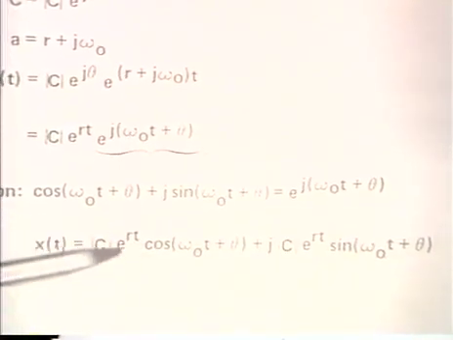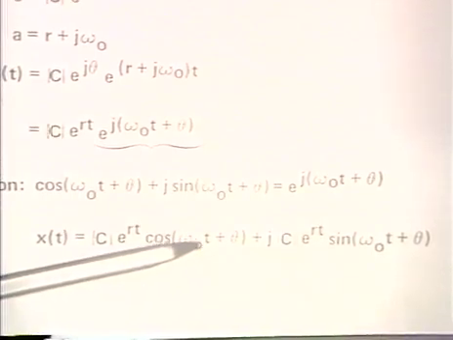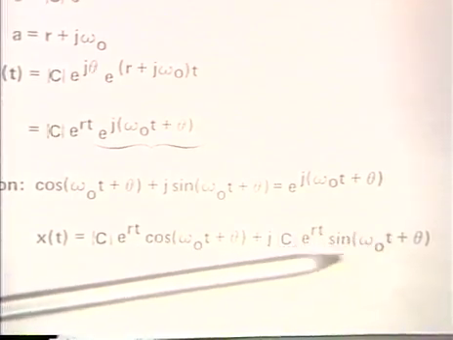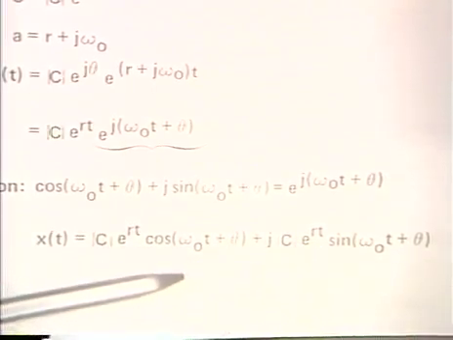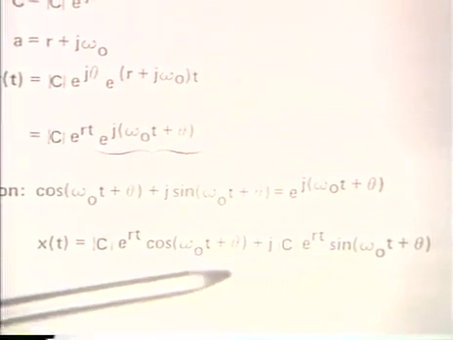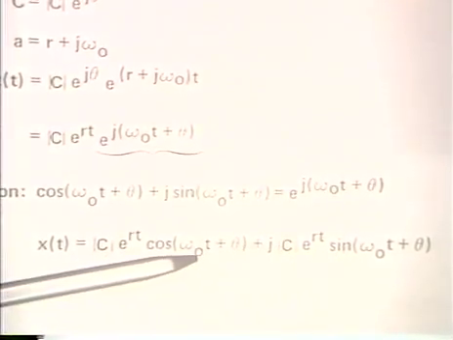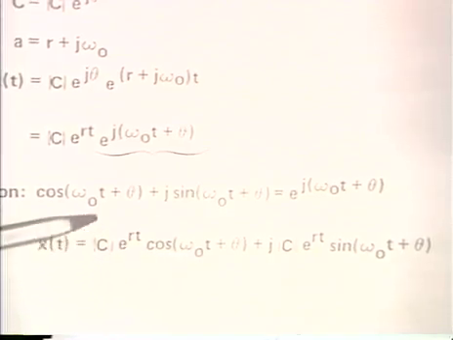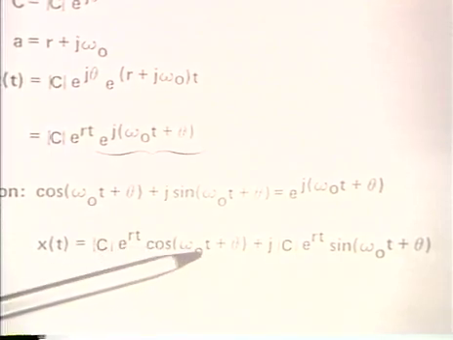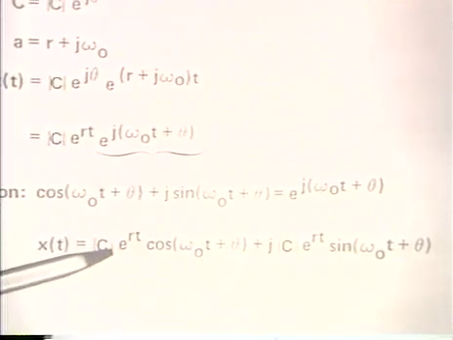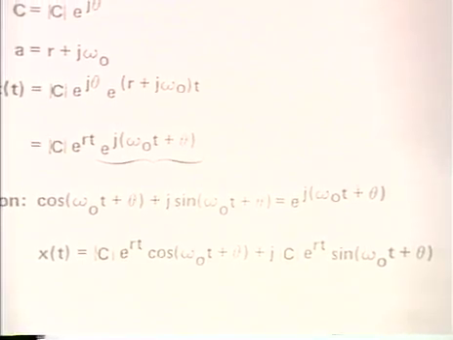And what this corresponds to are two sinusoidal signals, 90 degrees out of phase, as indicated by the fact there's a cosine and a sine. So there's a real part and an imaginary part with sinusoidal components 90 degrees out of phase, and a time-varying amplitude factor, which is a real exponential. So it's a sinusoid multiplied by a real exponential in both the real part and the imaginary part.